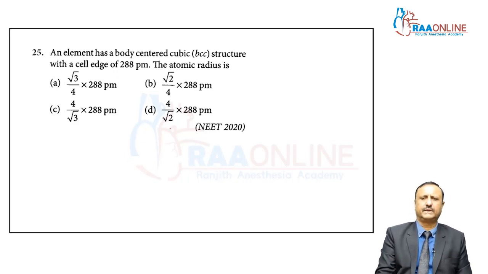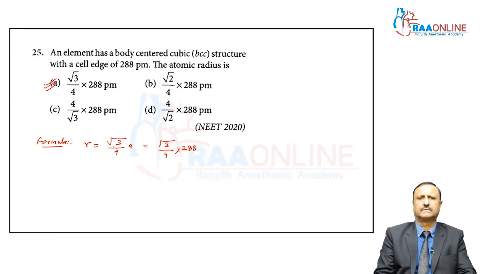Here, my dear friends, it is also asked in NEET 2020, and a formula is used. What is the question here? An element has a body-centered BCC structure with a cell edge of 288 picometer. The atomic radius is, my dear students, in question 25, this formula: r is equal to root 3 by 4 into a, where a is the edge, that equals root 3 by 4 into 288 picometers. When you solve this, you get the answer, because the answer is directly given, lengthy calculation is not needed. So root 3 upon 4 into 288. For the BCC structure, you use this formula and get the radius.